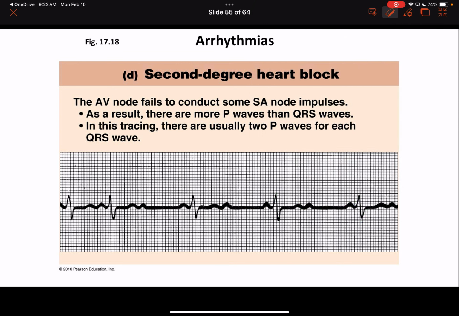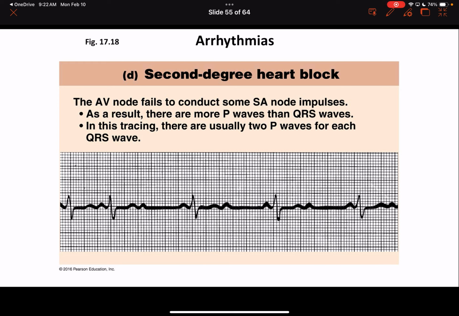Does that make sense to everyone? Okay. Any questions about second-degree heart blocks? Okay. Same questions. I can ask you the name.